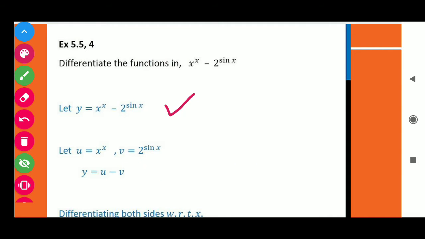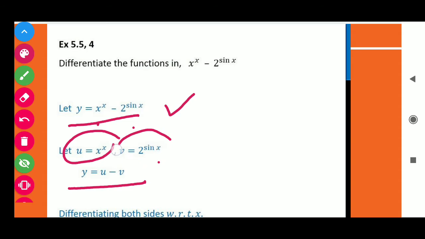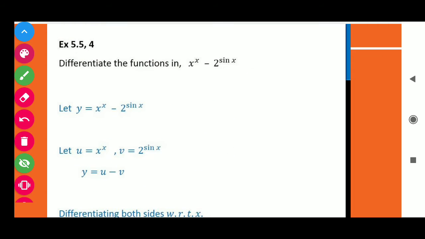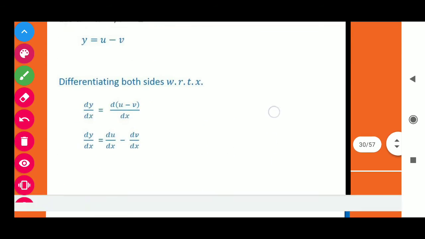So students, in this way, first write let y is equal to u minus v, where u is x raised to power x and v is 2 raised to power sin x. For this, we have to do the derivative of both the functions u and v separately, and after that we have to put the values in this. Okay, so students, let's have this solution.